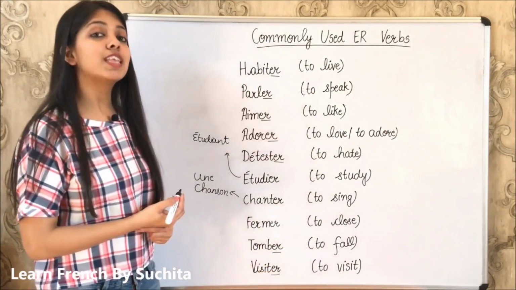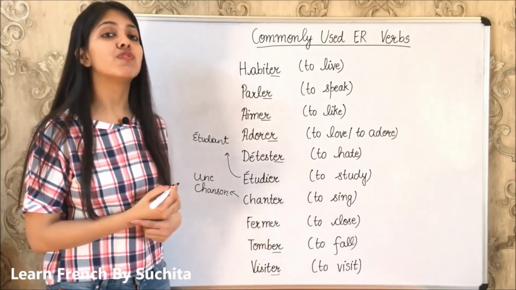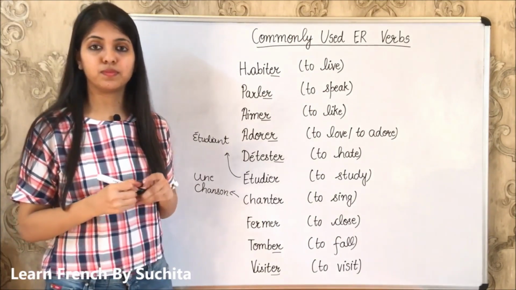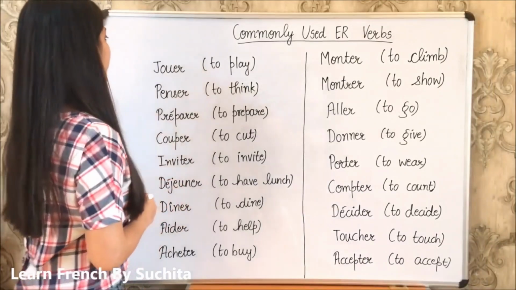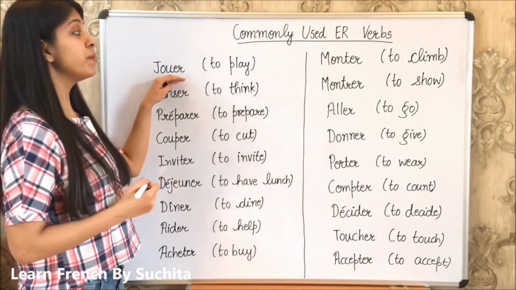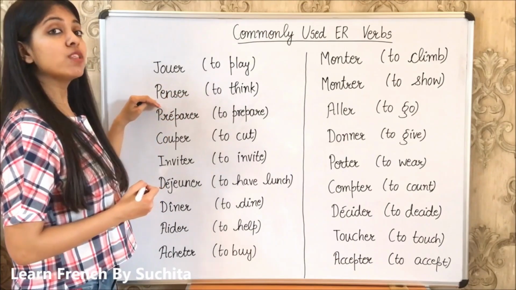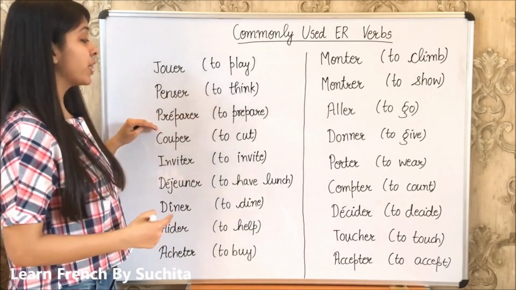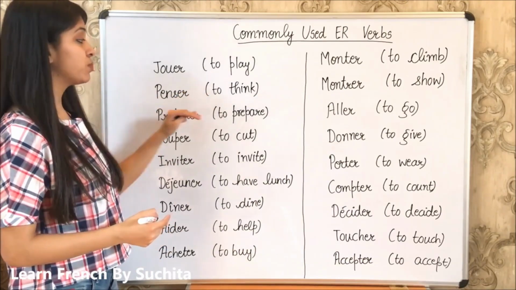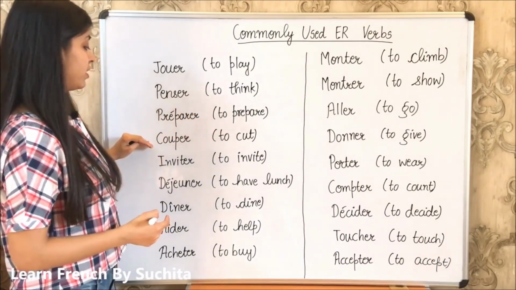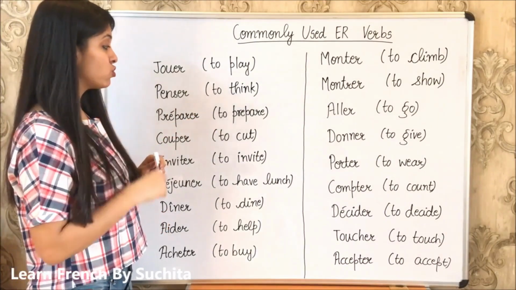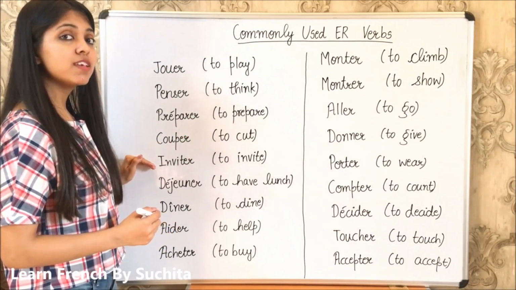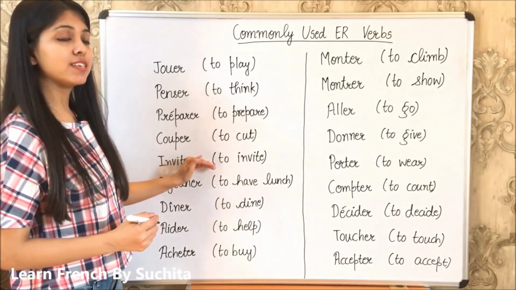Next is visiter. The verb is visiter, which means to visit. Alright, so the next verb is jouer. Jouer means to play. Penser. The verb is penser, which means to think. Préparer. The verb is préparer, which means to prepare. The next is couper. Couper means to cut. The next is inviter. The verb is inviter, which means to invite.